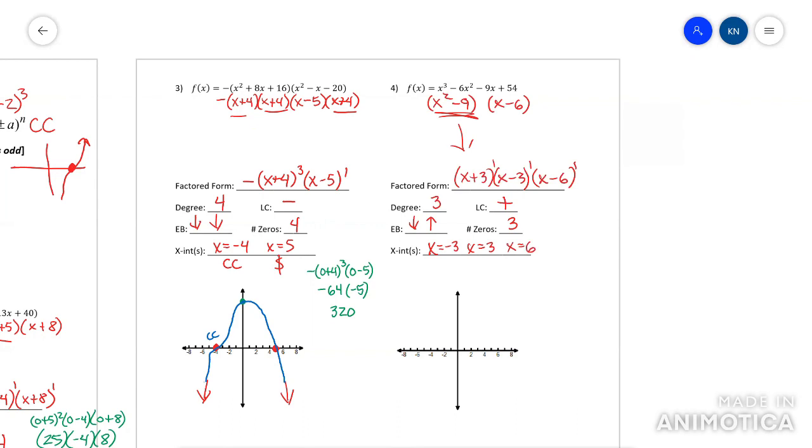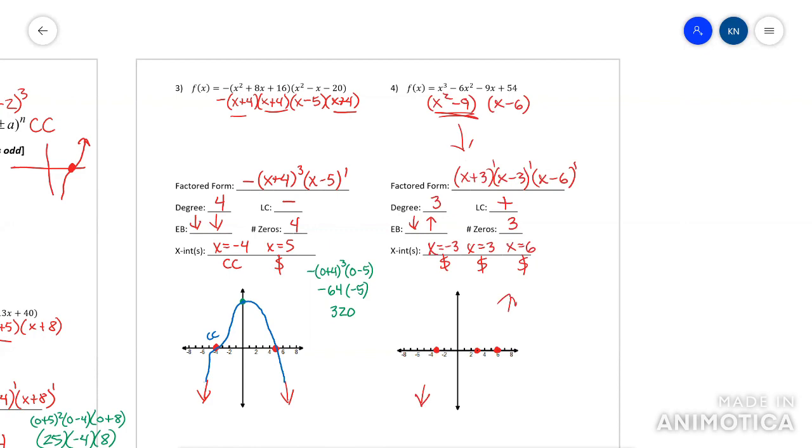So now I go to my graph and I put my arrows down. I'm going to have an arrow down, and then an arrow up. I'm also going to put my x-intercepts down: negative 3, positive 3, positive 6. And by the way, all of these are degree 1. So that means all 3 of these x-intercepts are going to be straight throughs. So I don't have to worry about bouncing or concavity change, which is nice.